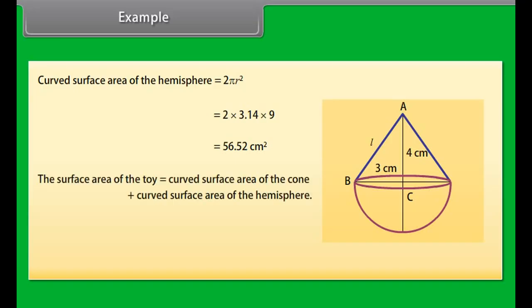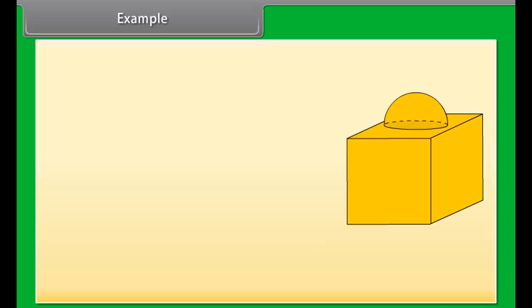Let's now find the curved surface area of the hemisphere, which is equal to 2 pi r square. So we get 2 into 3.14 into 9, which is equal to 56.52 centimeter square. Hence, the surface area of the toy is equal to curved surface area of the cone plus curved surface area of the hemisphere. This is equal to 47.1 plus 56.52. This gives 103.62 centimeters square.